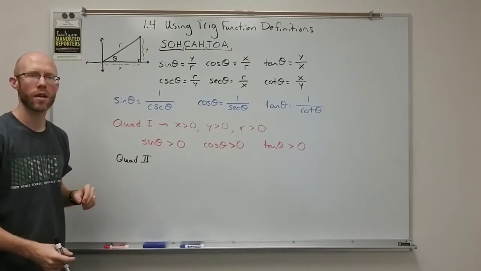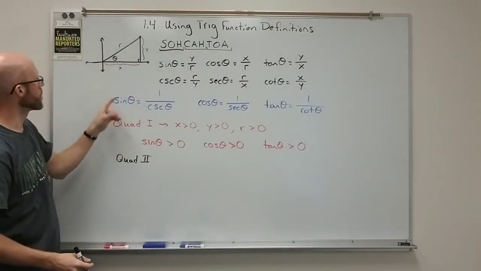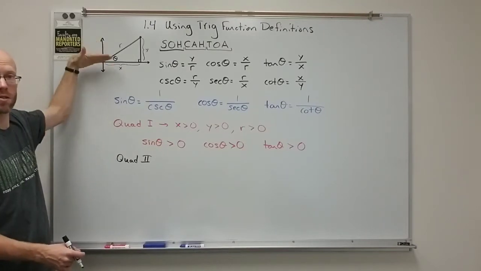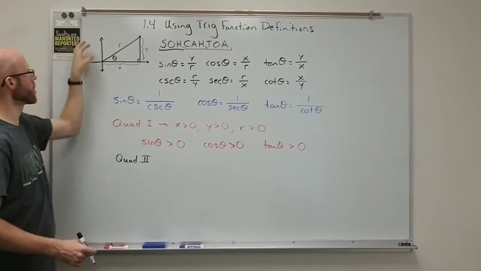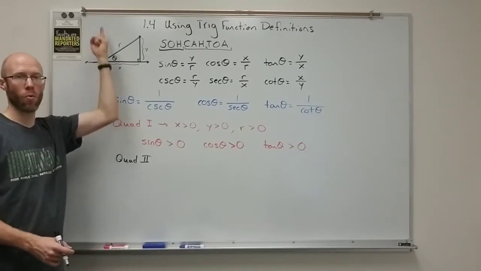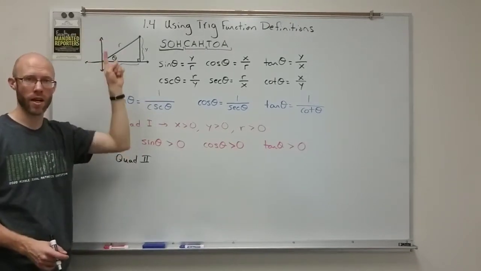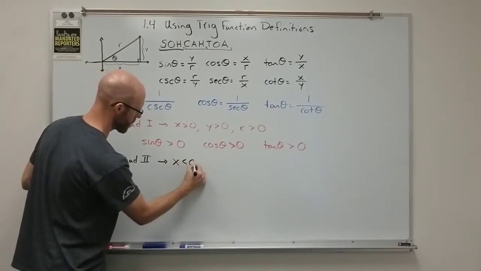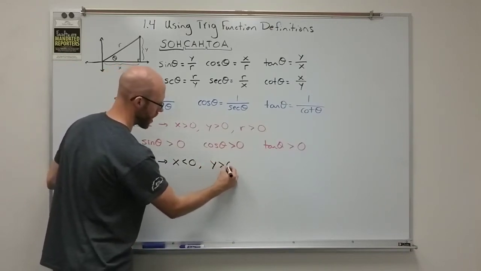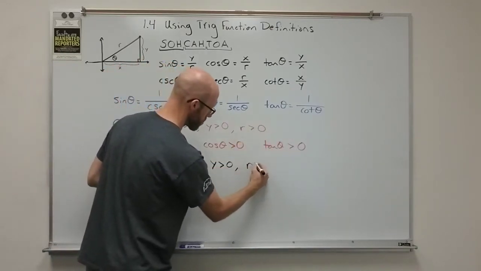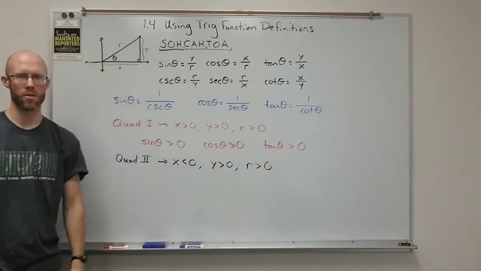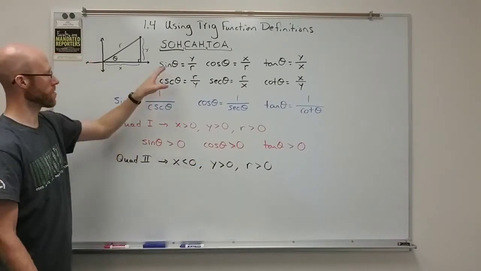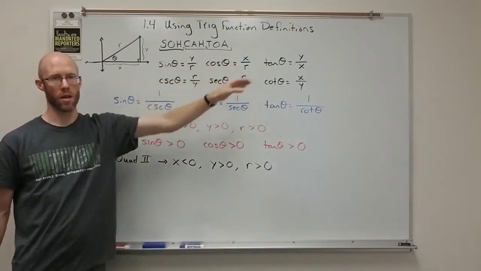Okay. In quadrant 2, the x value becomes negative, right? So you're looking at the x and y axes here. In quadrant 2, x is negative, but y is positive because you're going left and up from the origin. So x is negative, y is positive, and r is always going to be positive because it's a radius. And with these 3 signs, we can identify the sign of the 3 trig functions.